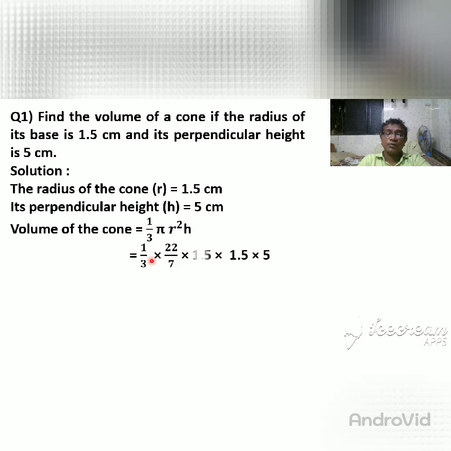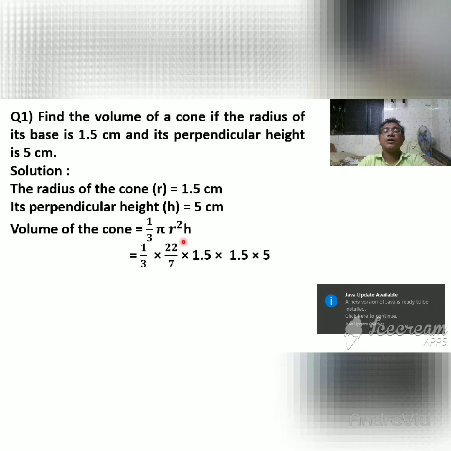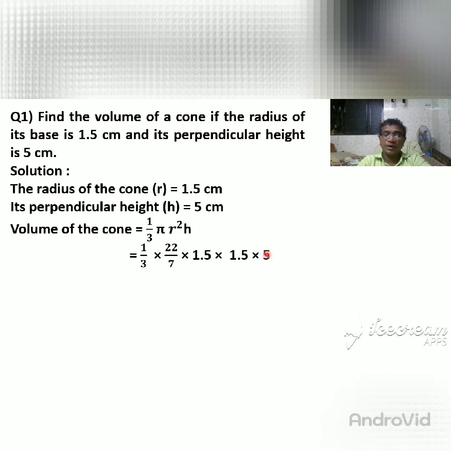So 1 upon 3 we can write as it is. Pi value is not given, so you take 22 upon 7. Because if pi value is not given, then you can take that. So here I take 1 upon 3. This is the formula. Pi value is not given, so I have taken 22 upon 7. Radius is given 1.5 centimeter. So r square, 1.5 into 1.5. Then height is 5 centimeter. So I put here 5.